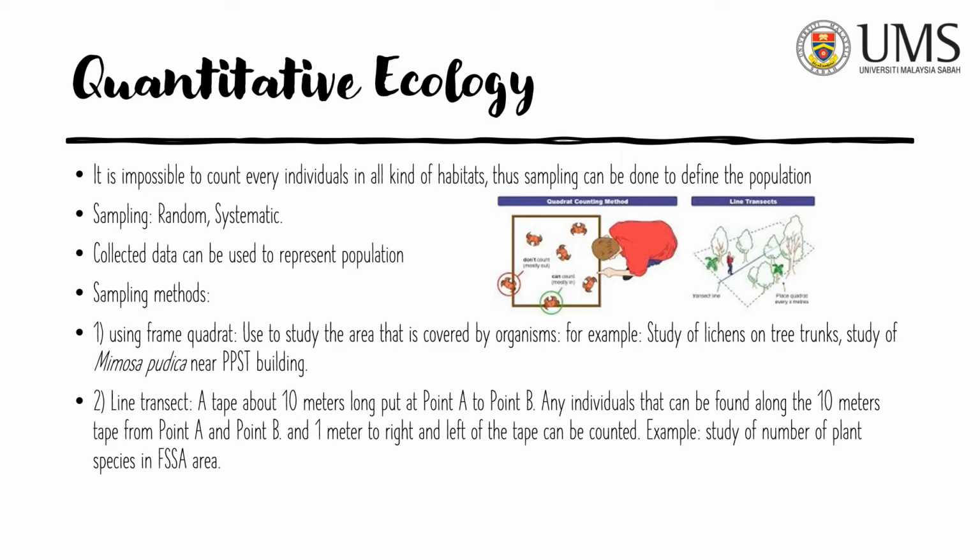For example, the study of lichens. Lichens are not something that we count. It is uncountable. We cannot count one lichen or two lichens, but we can still study the population size of lichens by using the square. The square also can be used to study Mimosa pudica near the PPST building, for example.